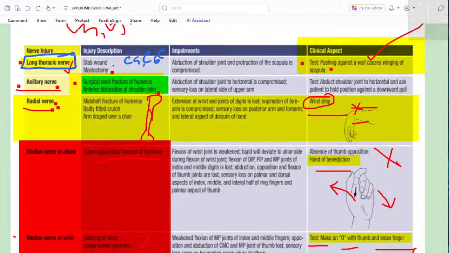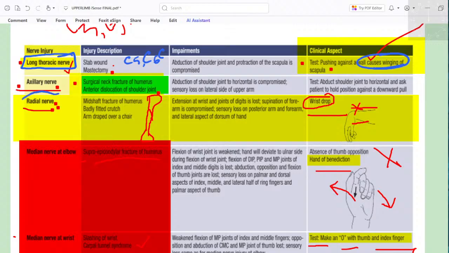So once again, you already studied the long thoracic nerve. There will be winging of the scapula. Main part, winging of the scapula. Then axillary nerve, there will be anesthesia over the deltoid, and loss of abduction of the shoulder.